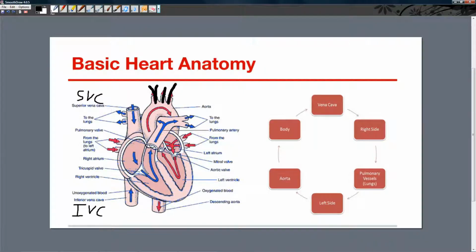As you may already know, all the valves in the heart have the same function. They prevent reverse blood flow through the heart. However, there's a key structural difference between the tricuspid valve and the mitral valve. The tricuspid valve, as the name implies, has 3 leaflets, whereas the mitral or bicuspid valve has 2.